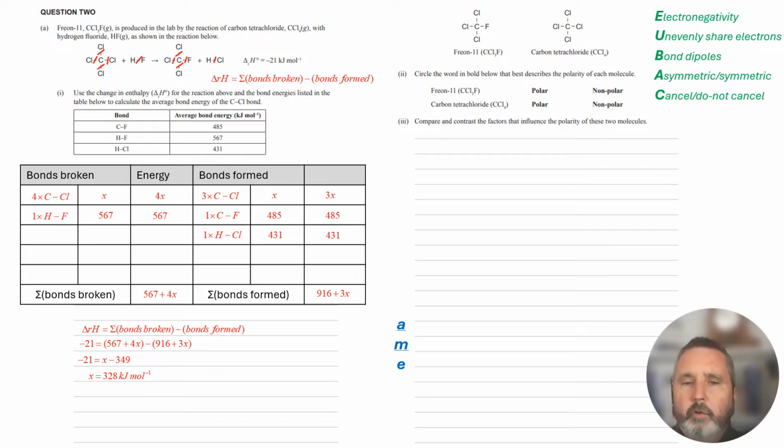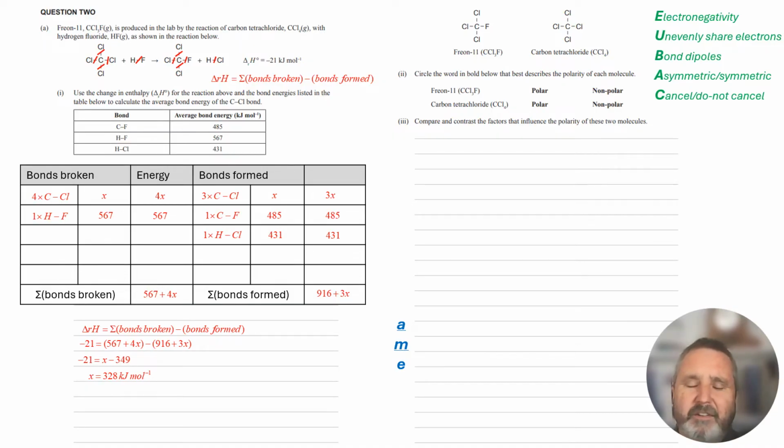So it's a circle the word below that describes the polarity of each molecule. When we look at each molecule, we see they both have 4 bonding regions around the central atom, so they are a tetrahedral shape. We know that tetrahedral is symmetrical if all of the atoms around are the same. So the carbon tetrachloride here is symmetrical. No matter what, because there's 4 bonds that are the same, 4 bond dipoles would be the same, this one here is going to be non-polar.